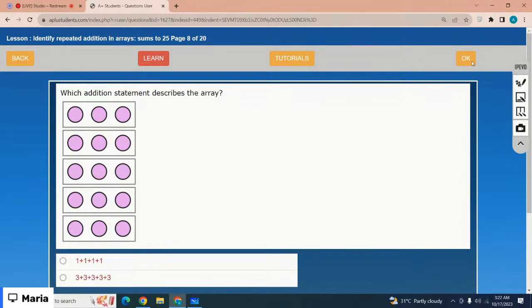Which addition statement describes the array? Which is the correct option? The correct option is, very good, the second option, 3 plus 3 plus 3 plus 3 plus 3. You need to add 3 five times. Option 2 is the correct option.